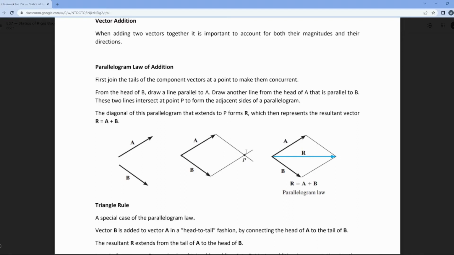The intersection, let's say point P, okay, we'll note that down. And if we are to connect the tails of the two vectors and the intersection, that is the resultant. I mean, the resultant or the sum of the two vectors. Okay, so this is how it is done using parallelogram law.